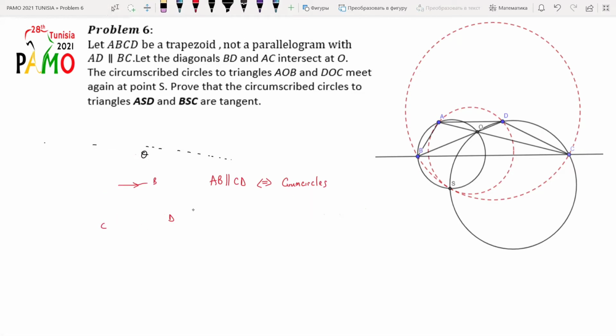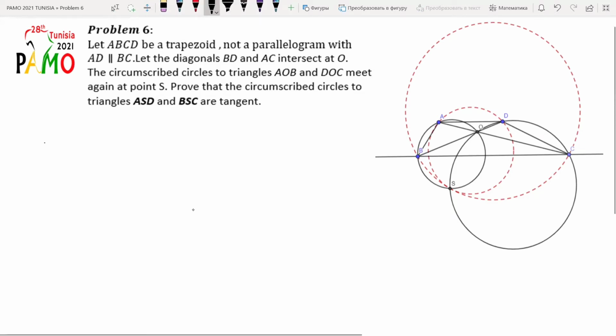So now that we're back to our question, what can we do? We just have to start introducing some lines to chase some angles. So first of all, this point S here, you can draw these lines here. Let me use a different color. From this point A, we can draw this line here, S, A, and draw this.